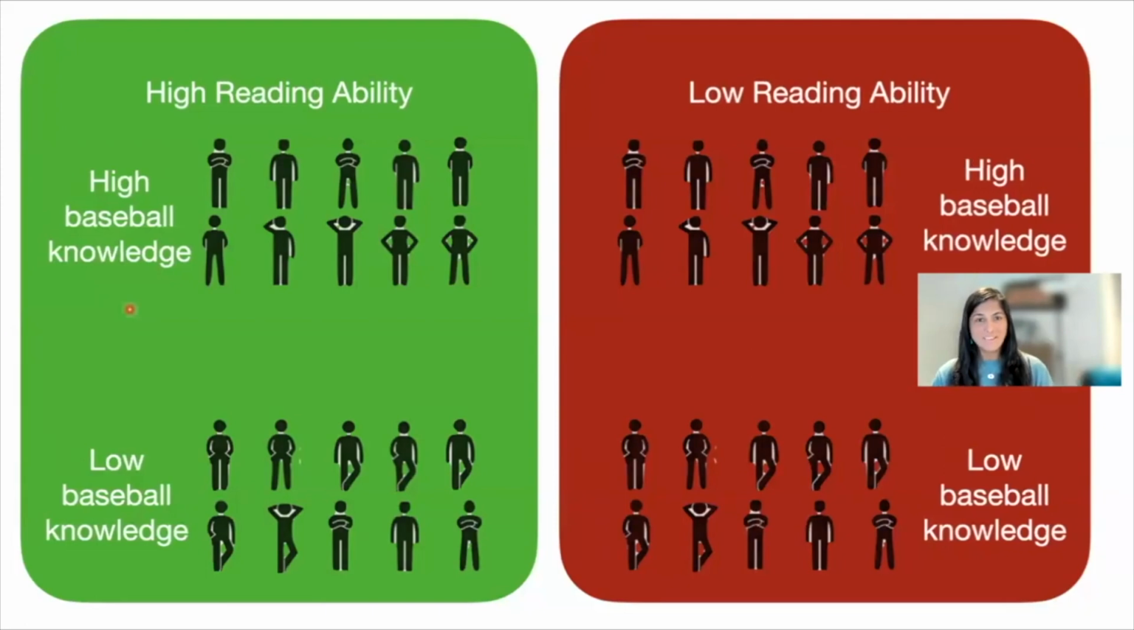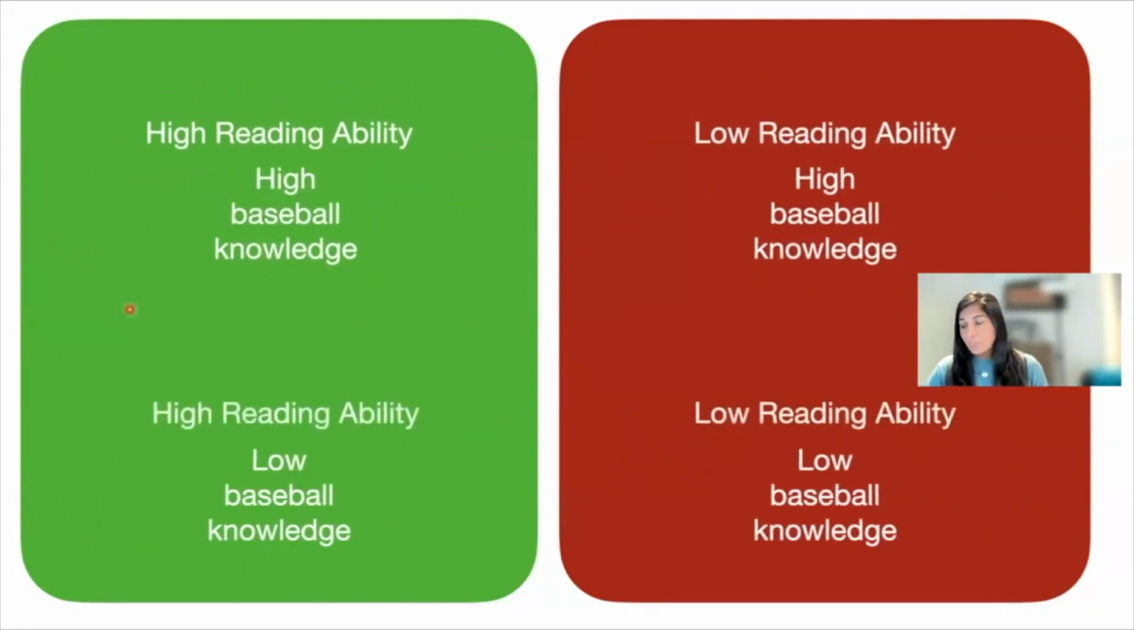What happened then? The next step was to ask all the students to read a story about a baseball game. Let me give you a sample of the text, but just understand again: high reading ability with high knowledge of baseball, high reading with low knowledge, and low reading with high knowledge of baseball. And this is the kind of sample text that they read.